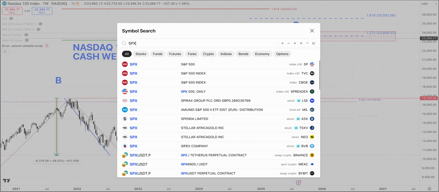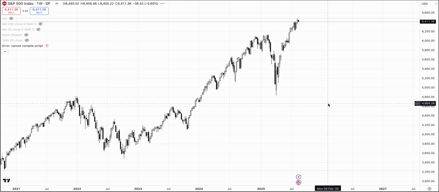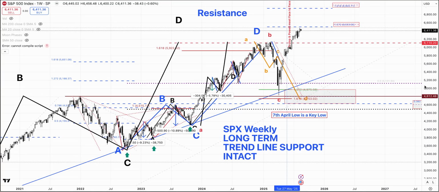A really quick one for the SPX, which is the S&P 500 cash. There we go. 6,500. It missed it by about 20 points. The 6,500 that we had been watching for. And then thus far it's just been an inside week. Of course, the week is not over.